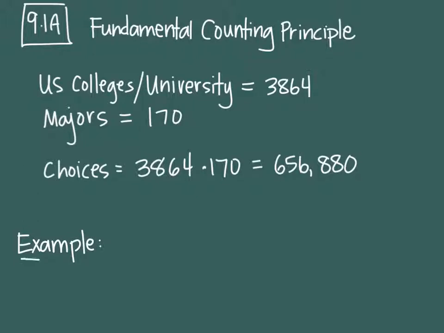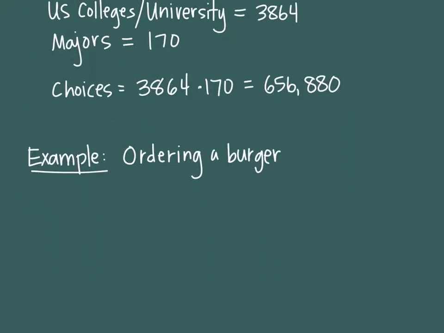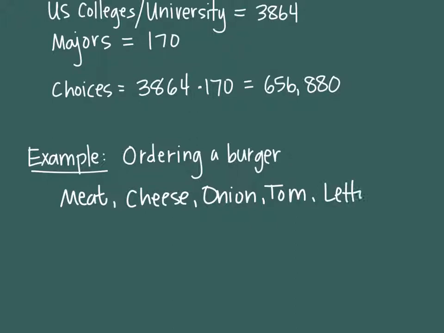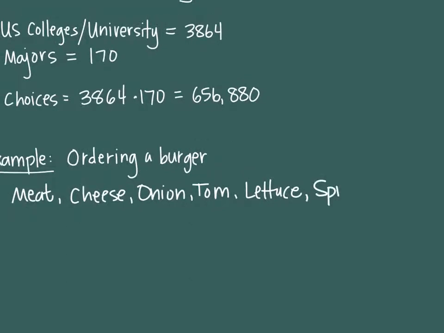So let's take a little bit of a less stressful example, and let's just think about ordering lunch. Let's imagine that you're going up to the counter at In-N-Out and you have to make a decision. How many different ways could you order that burger based on the options that In-N-Out has? You have to decide how much meat you want. You have to decide if you want cheese or not, and toppings like onions and tomatoes, lettuce, pickles, spread. Boy, it just can go on and on.